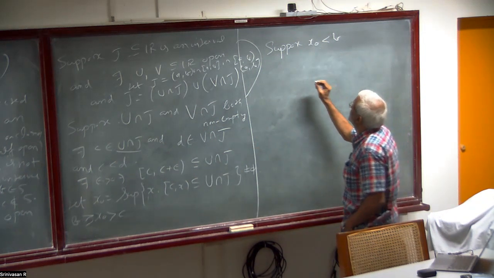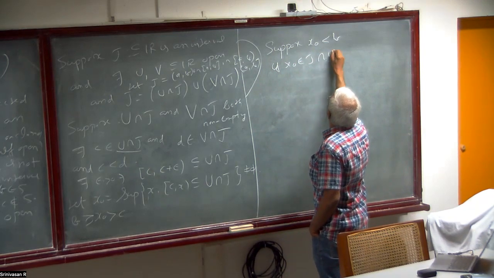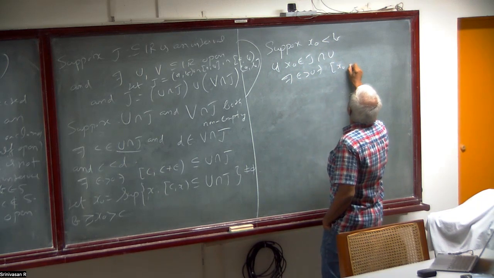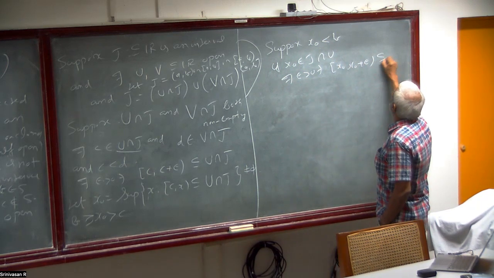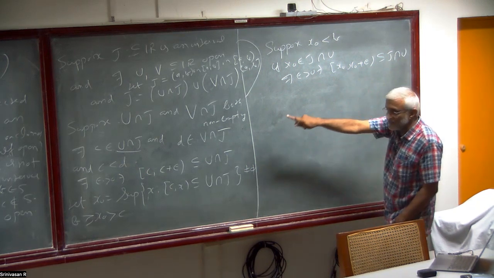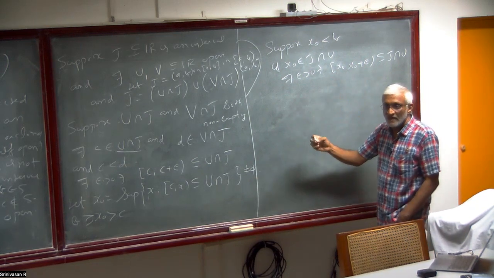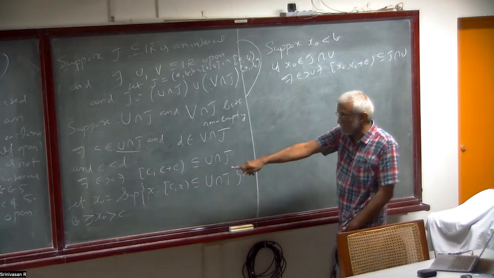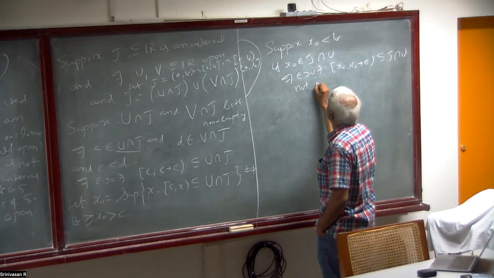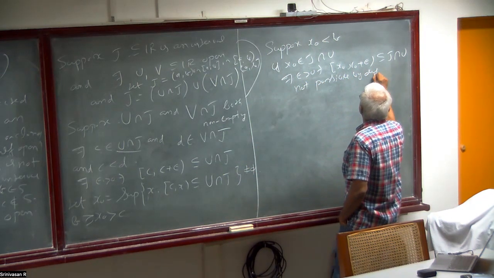If x naught is in J intersection U, then there exists epsilon greater than 0 such that x naught plus epsilon is contained in J intersection U. But that will imply that up to x naught is there, and this closed interval, this union is also there. This is a contradiction to that fact, right? Not possible by definition. Is that clear?